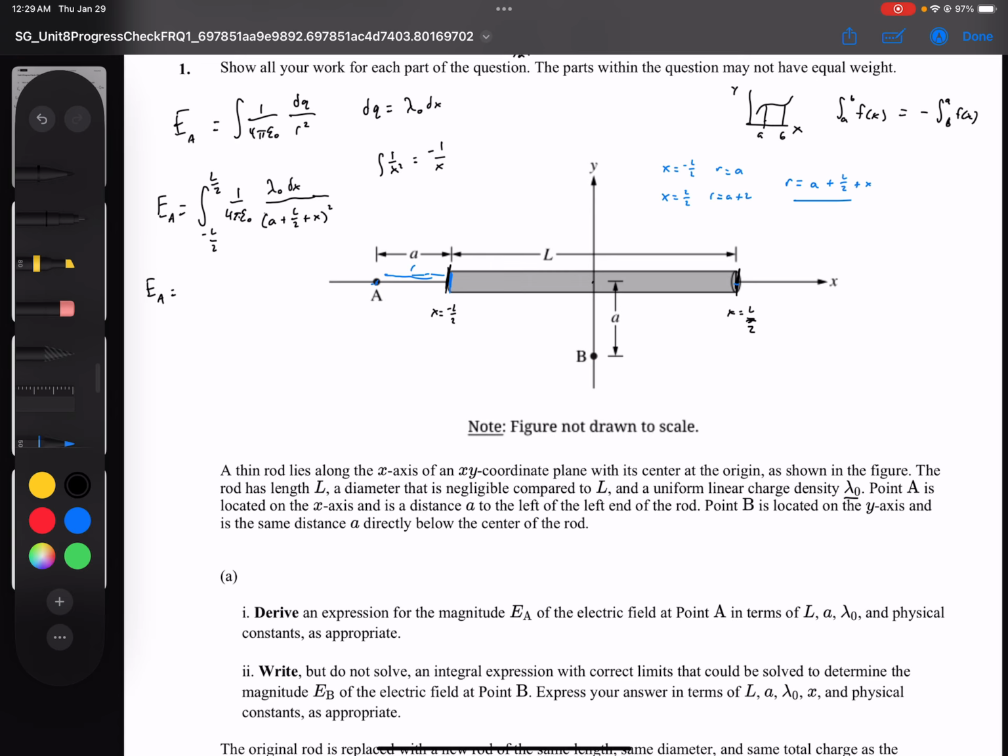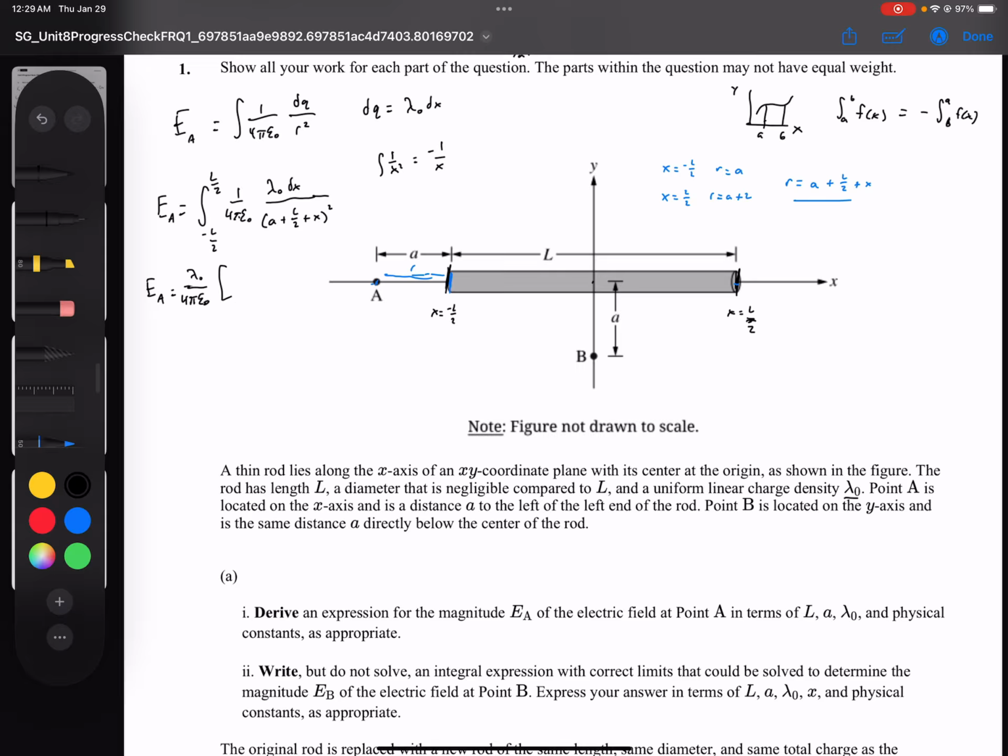All right, so I'm going to pull out all the constants. I got my 1 over 4 pi epsilon naught. Let's see, what else we got? Lambda naught times lambda naught. And that's pretty much it. Yeah, I can write this as lambda naught over 4 pi epsilon naught.